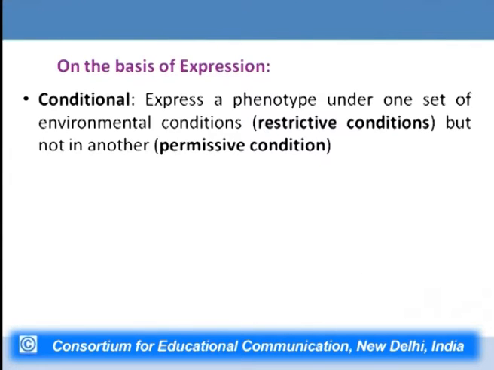On the basis of expression, the mutation could be classified as conditional mutations, which can be expressed under restrictive as well as permissive condition. If a phenotype is expressed under one set of environmental condition, then it is known as restrictive condition. But if it is not expressed in another type of condition, which is known as permissive condition, then that type of mutation is known as conditional mutation. Whereas an unconditional mutation will express in all types of condition.